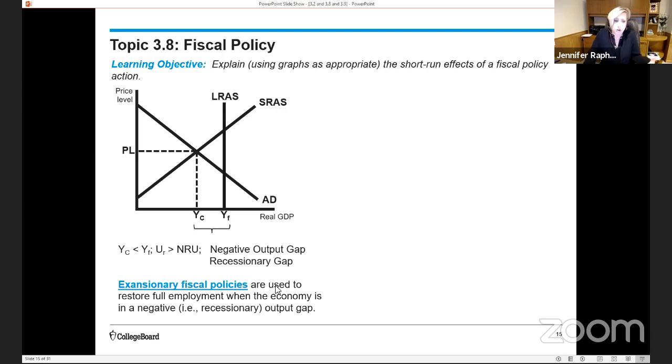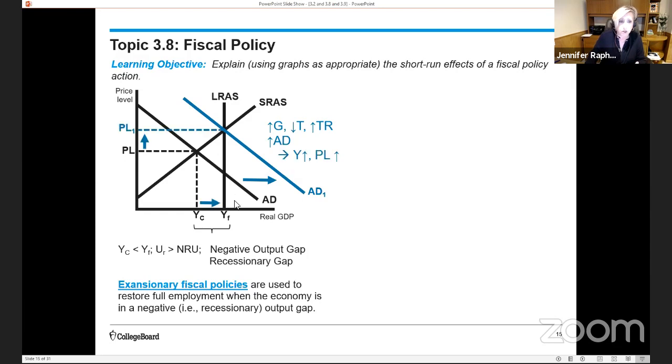Expansionary policies are used to restore full employment when the economy is experiencing a recessionary gap. So the goal would be to use these policies to cause aggregate demand to increase and close the gap. So the policy objective is to increase aggregate demand. So how can we do that? Well, our expansionary policies would be to increase government spending, cut taxes, or increase transfer payments. Those are going to cause aggregate demand to increase. Once aggregate demand increases, we have short-run effects, which include an increase in output and an increase in the price level. So that's how we would explain the short-run effects of fiscal policy using a graph.